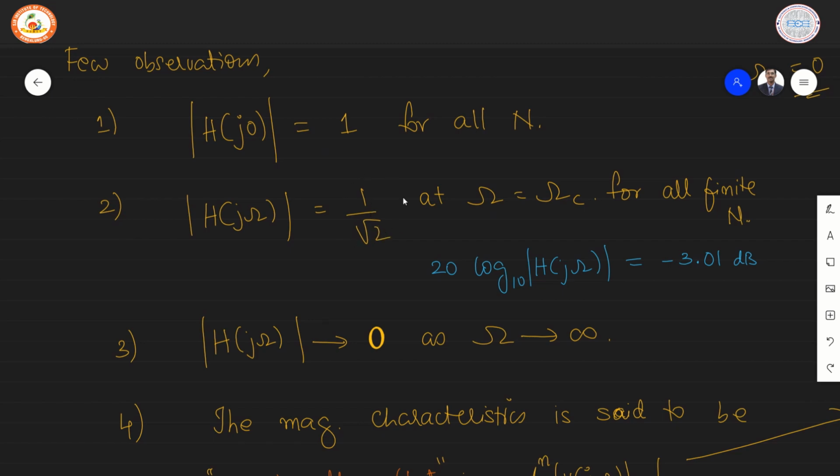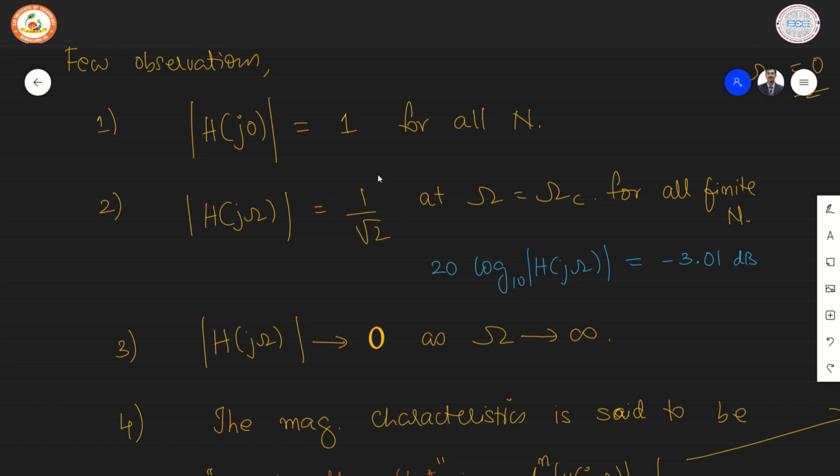Now this is true because we have the DC gain, the gain at frequency omega equal to 0, which is equal to 1. So 1 multiplied by 1 by root 2 is also 1 by root 2.